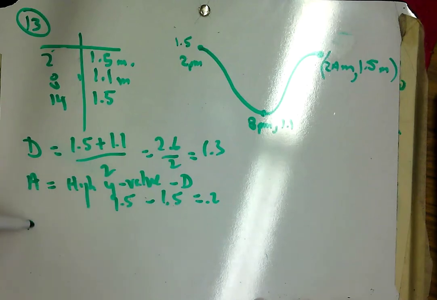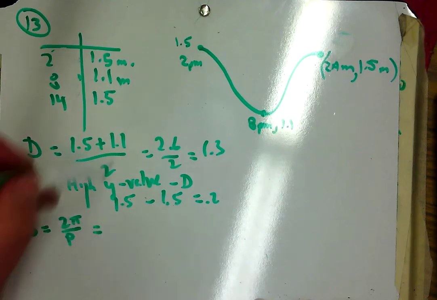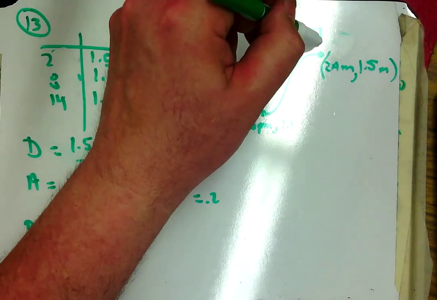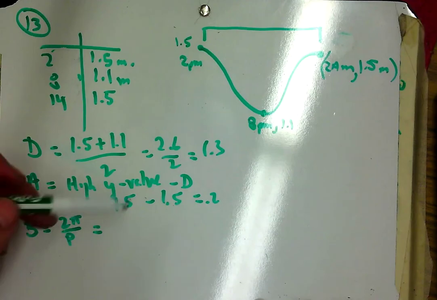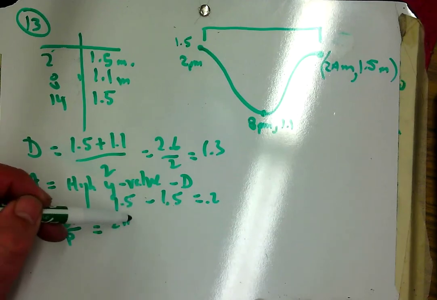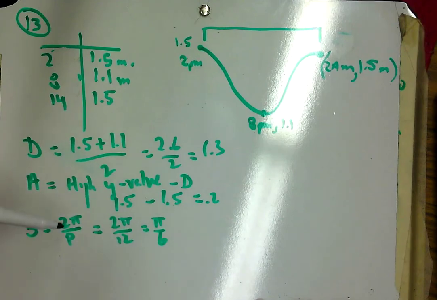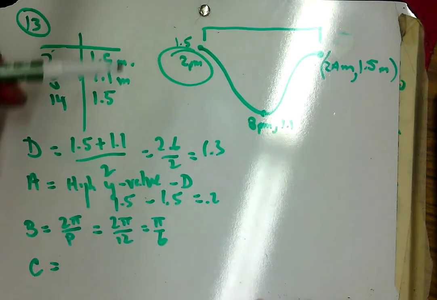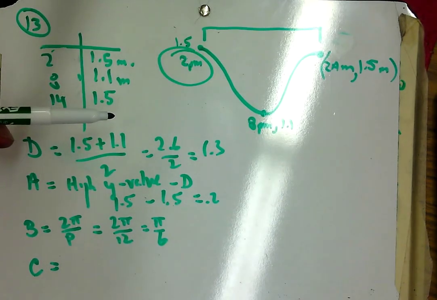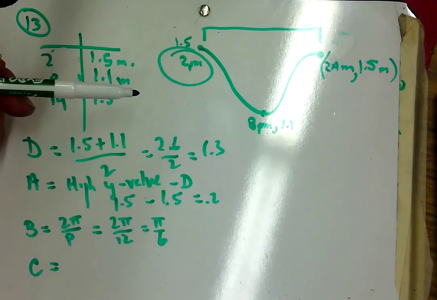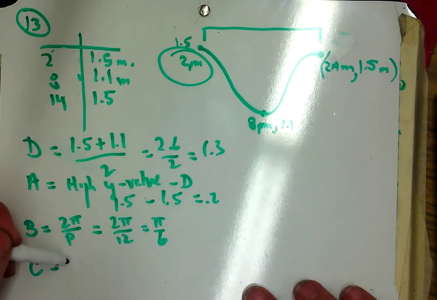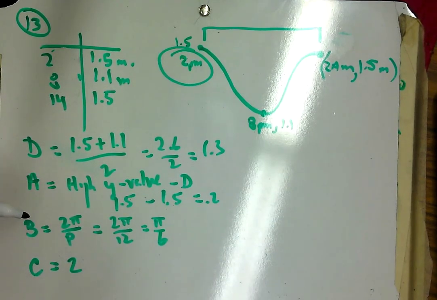We know that B is 2 pi over the period, and the period is the distance from 2 p.m. to 2 a.m., or 12 hours. So we get pi over 6 for our B value. And our C is our horizontal shift from where we expect. Well, I expect the high point on cosine to happen at 0. And here this is happening at 2. So I think my C value is 2.